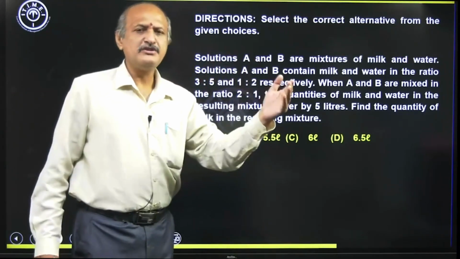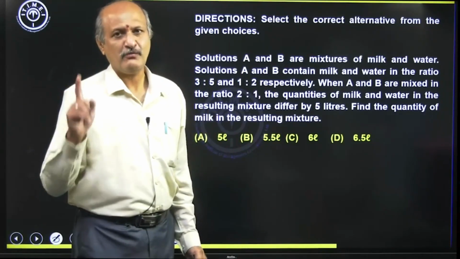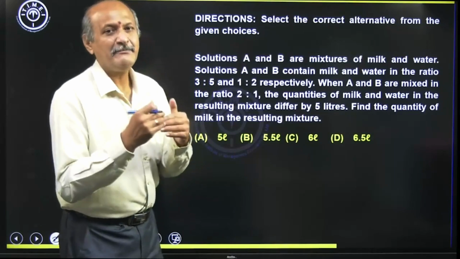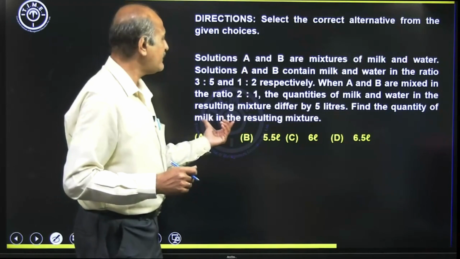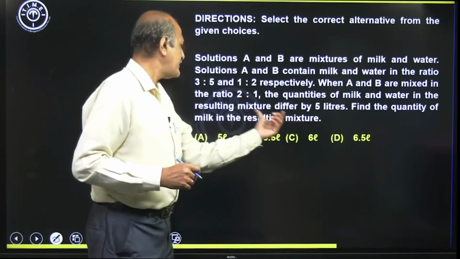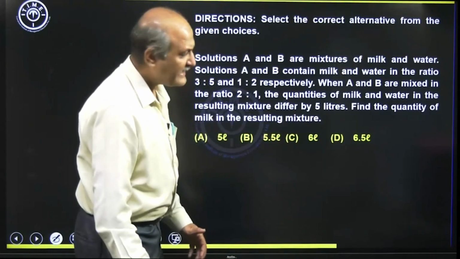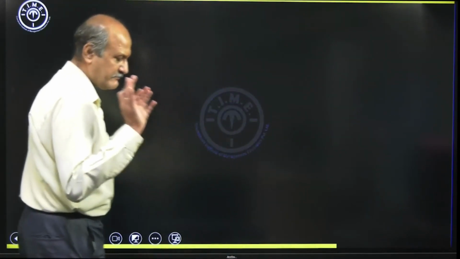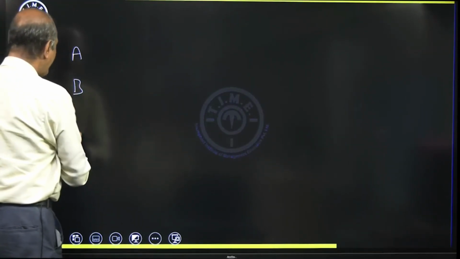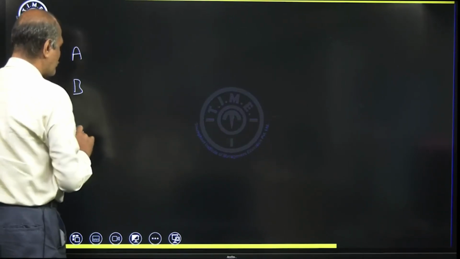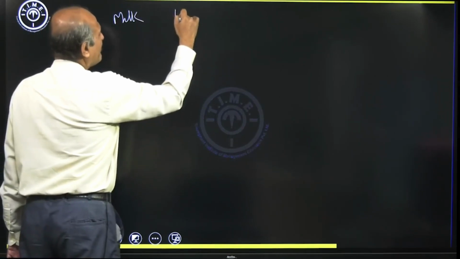Please understand, the original solutions A and B have a portion of milk and a portion of water. Those two solutions A and B are mixed in a ratio 2:1 here, and the question is asking to find the quantity of milk in the resultant mixture, given that milk and water differ by 5 liters. Let's have a proper understanding here and then we get our answer. Please see here, there are two solutions, A and B, and there is a mixture also present here. All of these have a portion of milk and a portion of water.